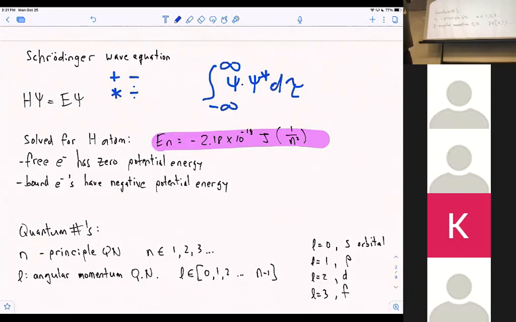But okay, what the heck is an operator? The Hamiltonian is the operator on the wave function. And here are some operators over here: the plus, minus, multiplication, divide. Those are known as operators.